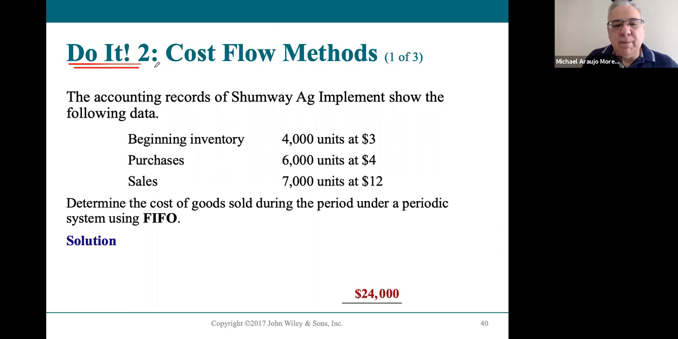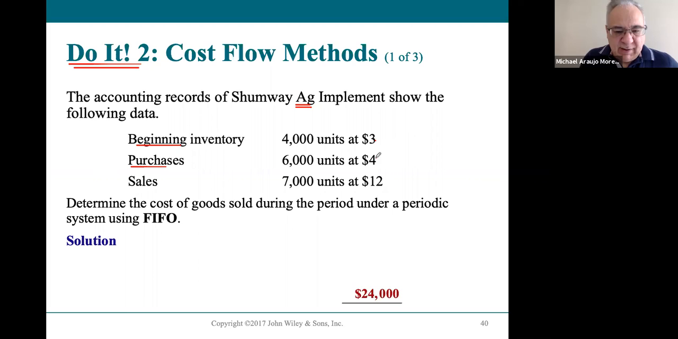This is the accounting records of Shumway AG, is it the agricultural implement? And they show the following data. They have beginning inventory. Remember, everything starts with beginning inventory. So this company has 4,000 units at a cost of $3 per unit. Clearly they, like all companies, go and buy more. So they bought 6,000 more units, but the price increased to $4.